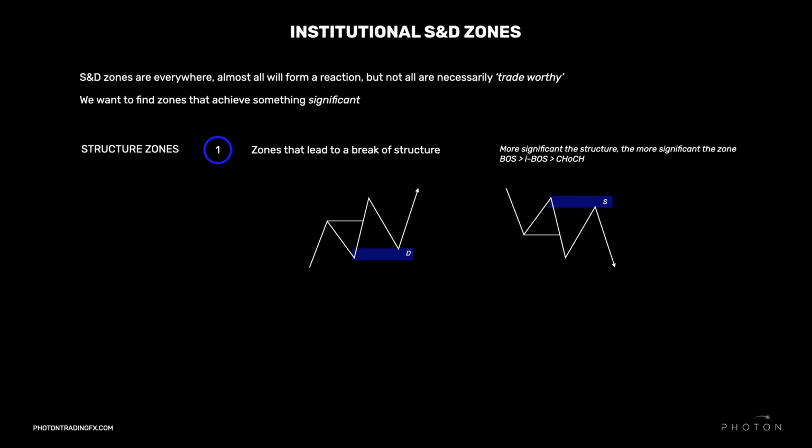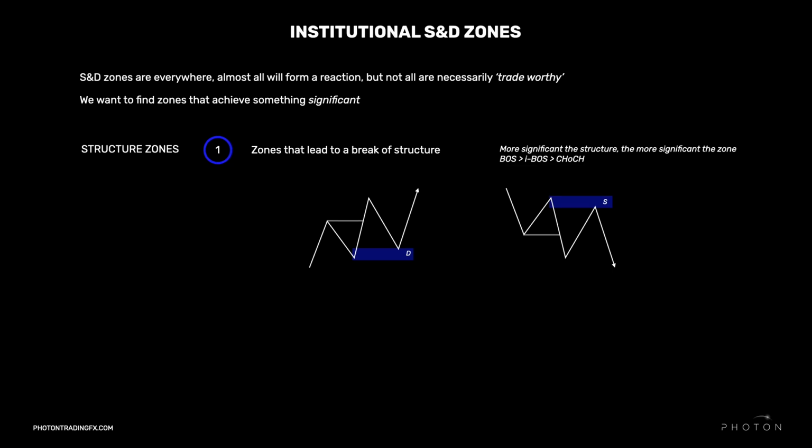Now we know that there are three different types of structure: swing, internal, and fractal. So a BOS, an IBOS, or a CHOCH. The more significant a level of structure that a zone breaks, then the more significant that zone will likely be. Okay, so what that means is swing structure is obviously the most significant. Internal structure is less significant than swing structure, and obviously fractal structure is the weakest of the three. So if a zone breaks swing structure, that should be stronger than a zone that only broke a fractal high or low. Hopefully that makes sense.